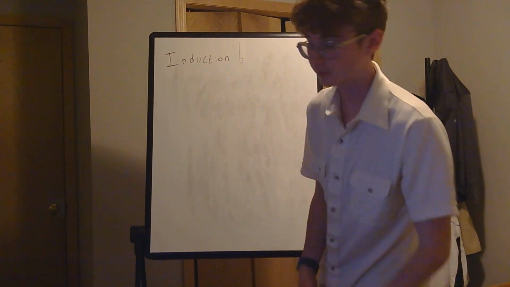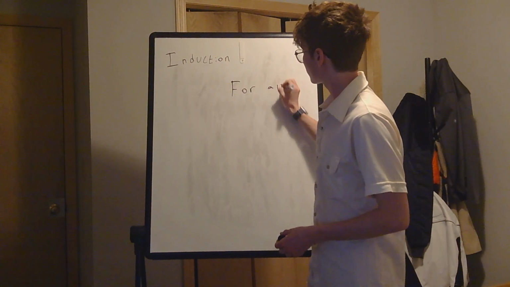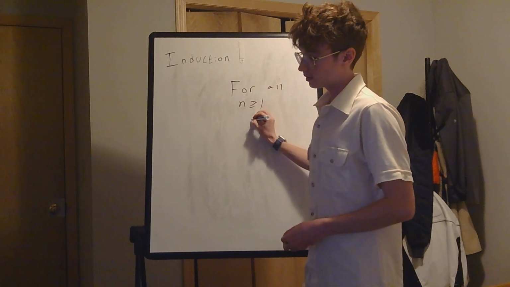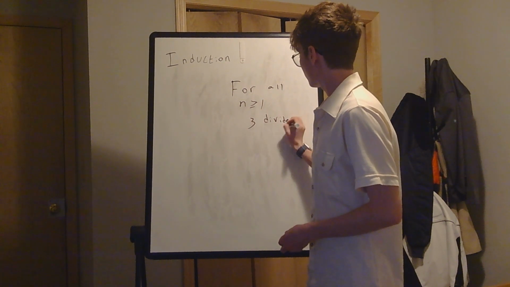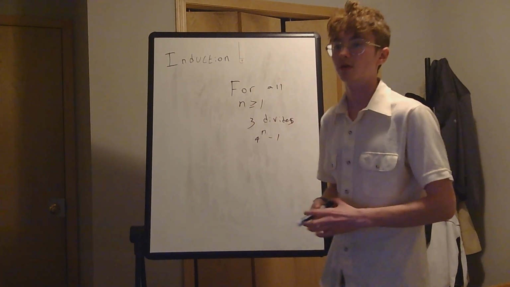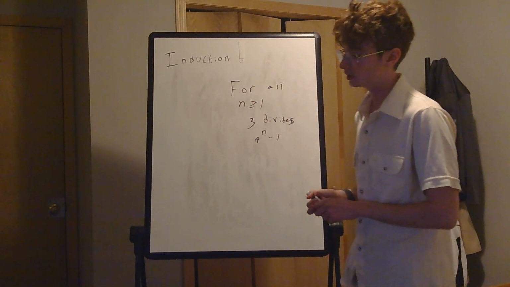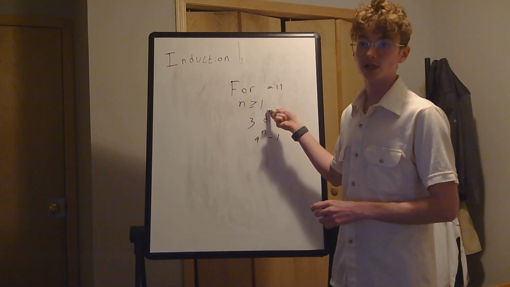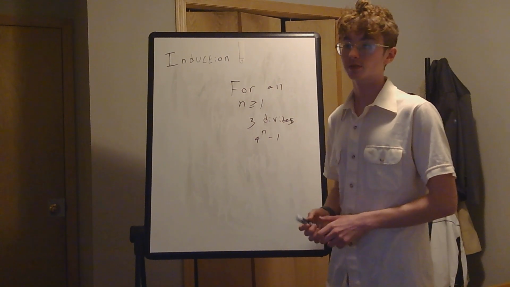Let's say for all n greater than or equal to 1, 3 divides 4^n - 1. Now, since we want to show that n is greater than or equal to 1, we know that the lowest possible element that this can be is 1.